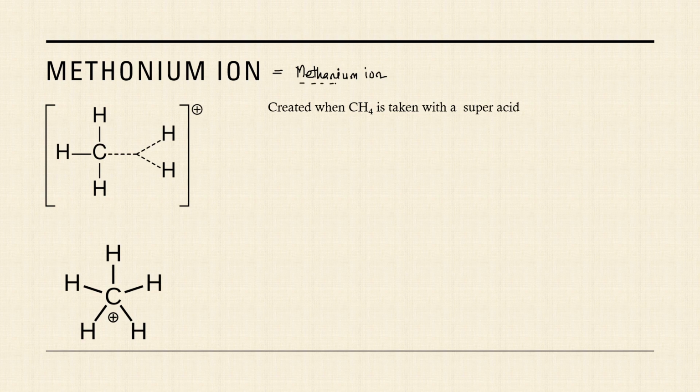Why is it called the methanium ion? Because it is created when CH4 is taken with a superacid. और हम superacid लेते किसको हैं? We take a mixture of HF and SbF5.